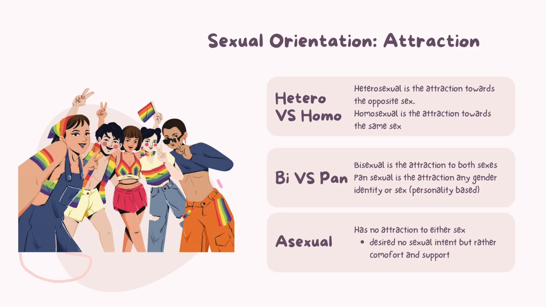As we learn about gender identity, it's important to note that sexual orientation does play a part in identity. Heterosexual is the attraction towards the opposite sex, while homosexual is the attraction towards the same sex. Bisexual is the attraction towards both sexes, while pansexual is the attraction to any gender identity or sex. It's mainly personality-based. Asexual is when an individual has no attraction to either sex.